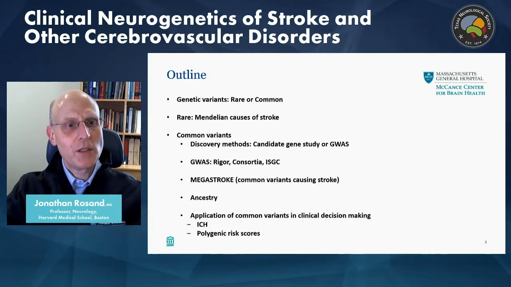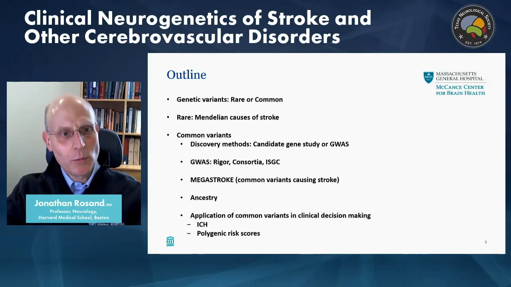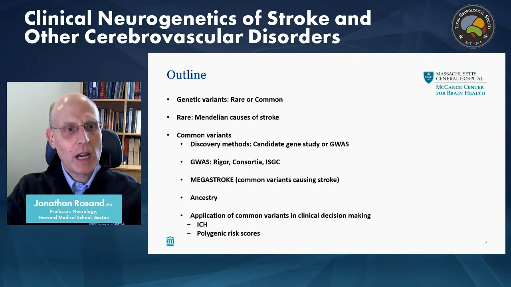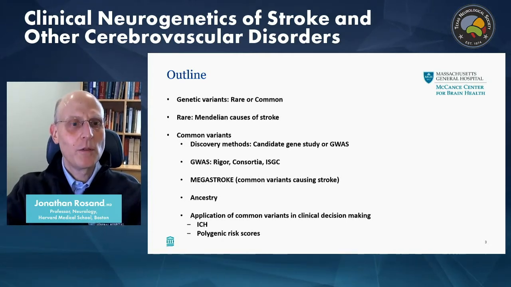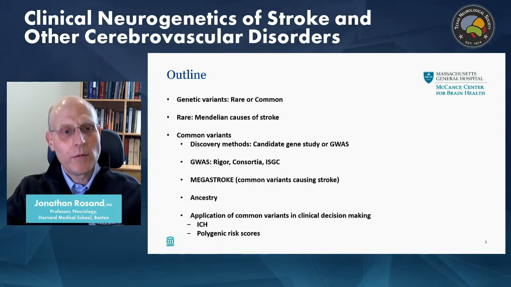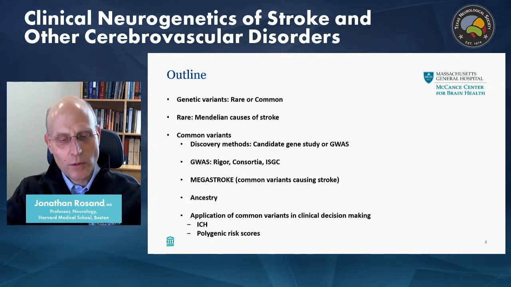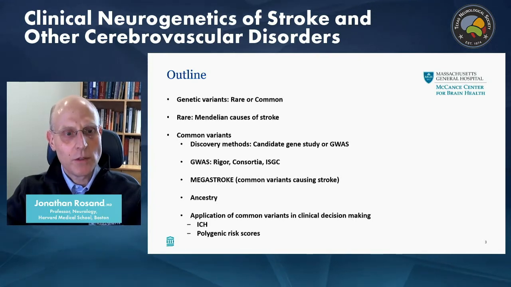So my outline is just to briefly introduce the audience to how we think about rare variants in the genome versus common variants. The rare variants are those that cause Mendelian forms of stroke. And then I'm going to spend most of the time on the common variants, which are what we've begun to identify through genome-wide association studies. And I think this will be my way of introducing you to what I hope will become the future.